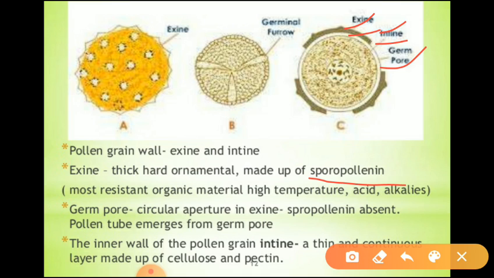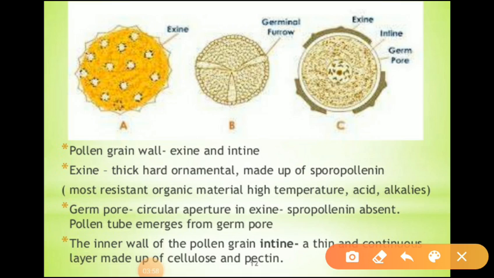Okay, actually it is a decay-resistant biopolymer present on the outer wall of the pollen grain. What is that outer wall? Exine, and it can resist substances like organic material, high temperature, acid, alkalis. From all these conditions, it can protect the pollen grains. Okay, that is the role of sporopollenin.